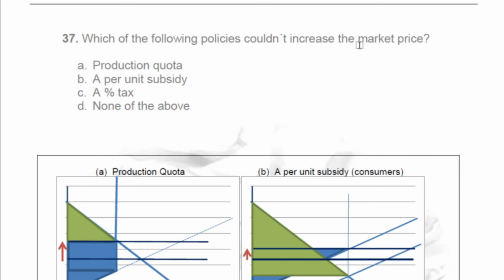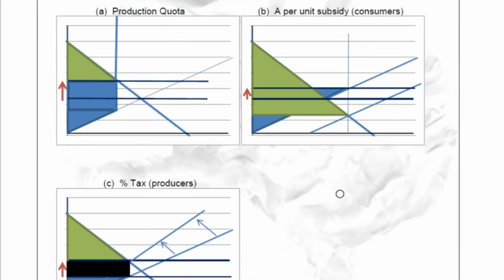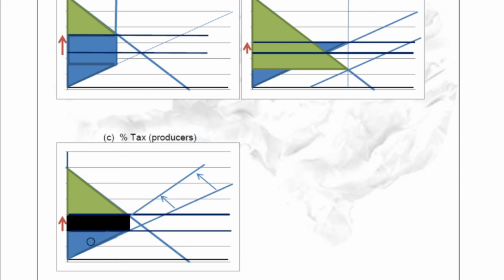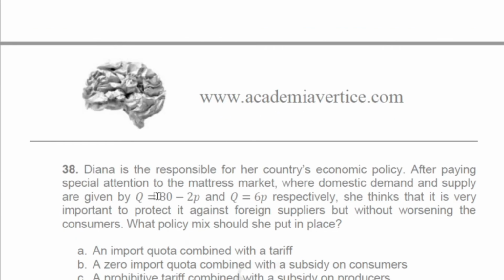Percentage tax, of course increases the price. So the correct answer is none of the above. A percentage tax is a turn of the, for example, if it's put in place to consumers, is a turn of the demand. Okay, it's not a parallel shift. Okay. Now, 38.